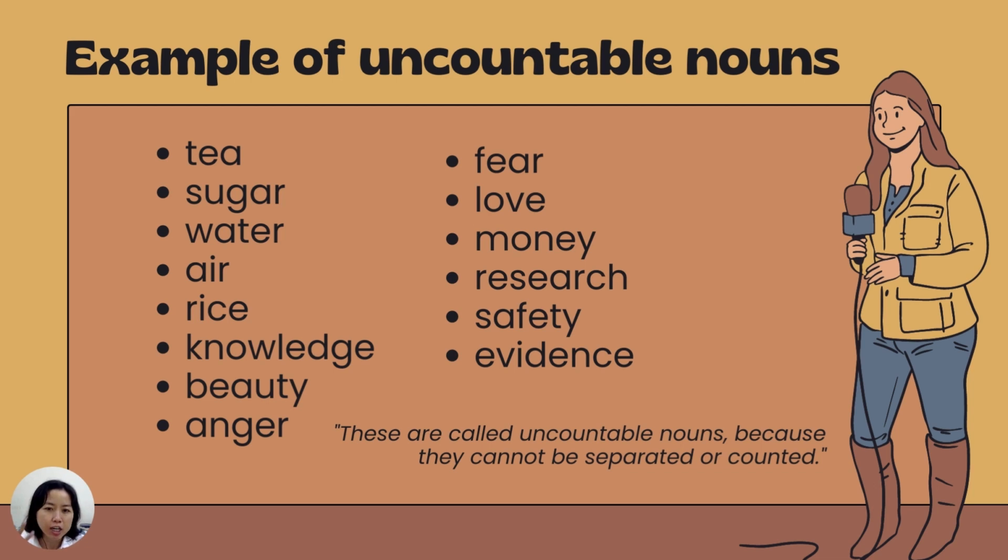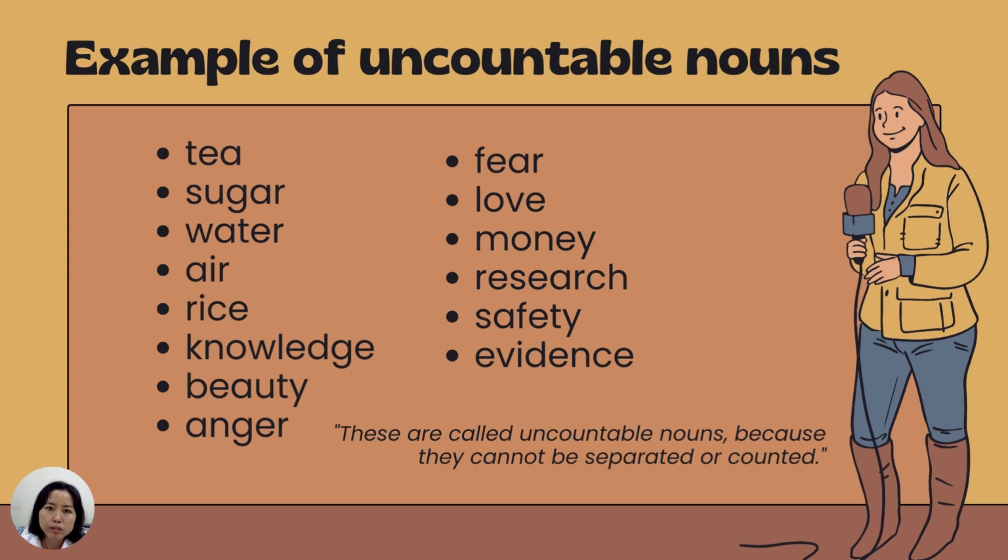Why? These are called uncountable nouns because they cannot be separated or counted. Some of them you can count, but we need measurements, we need tools to measure the nouns. So they are called uncountable nouns. We cannot separate tea, we cannot separate sugar one by one, we cannot separate water drop by drop. It's really hard work. So these are only some of the examples of uncountable nouns, but you may know more and you can search for it on Google.